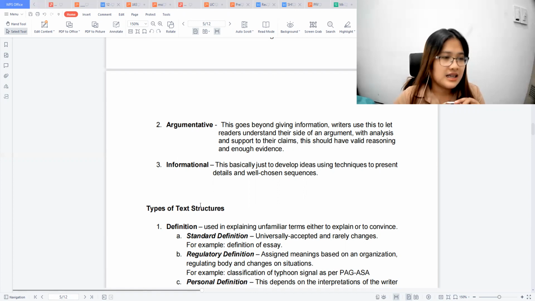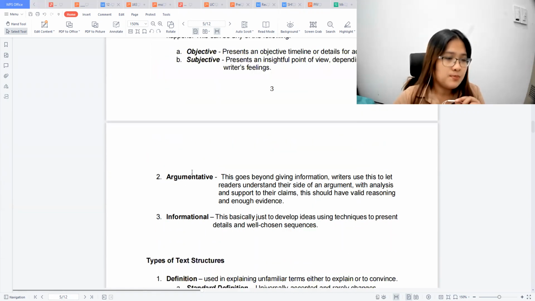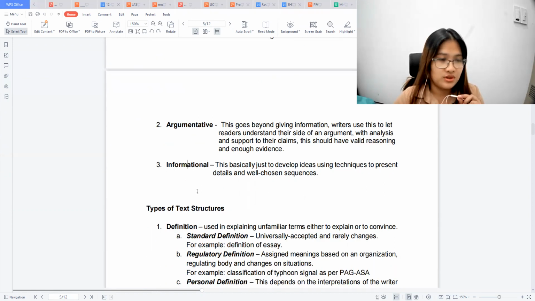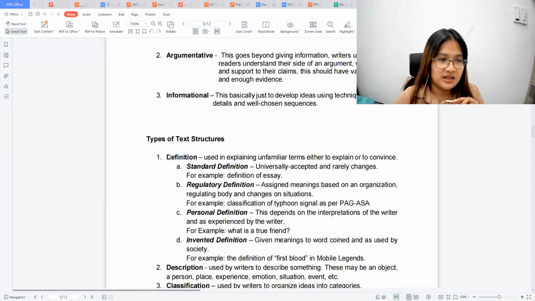Okay? And then, I hope we're clear about this. This tells a story, this persuades, and this informs. Okay? For text structures, okay, we have first the definition. The definition is used to explain unfamiliar terms, either to explain or to convince.